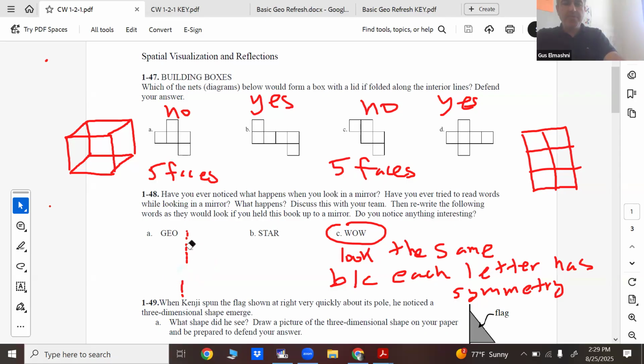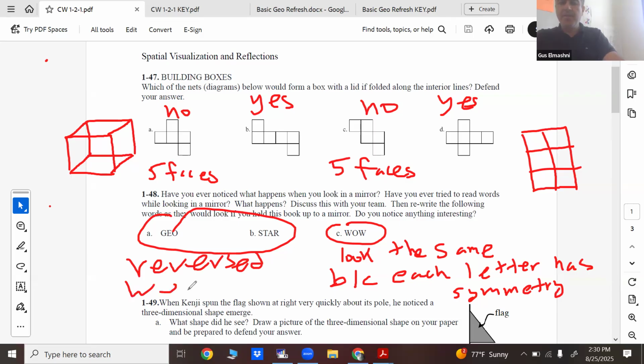That'd be O, E, G, and the E would be reversed, and the G would be reversed. This would be spelled like rats, but the R would be reversed also. So these would be reversed. They would look weird. They'd be really strange for A and B. So you just want to think about that for a little bit, in terms of reflections.